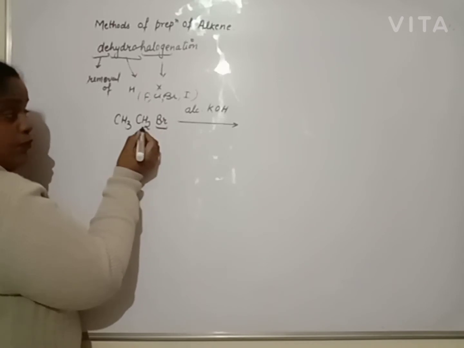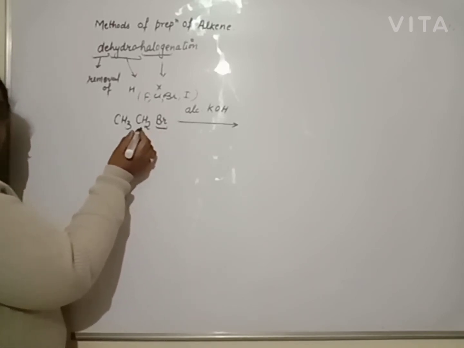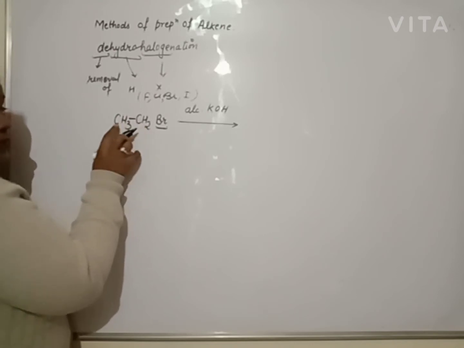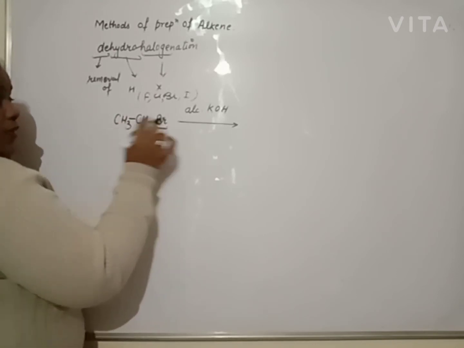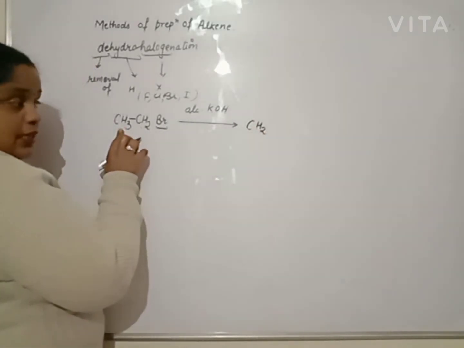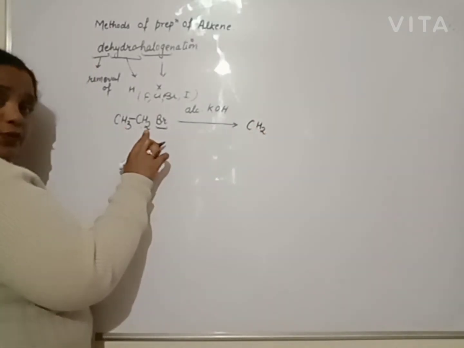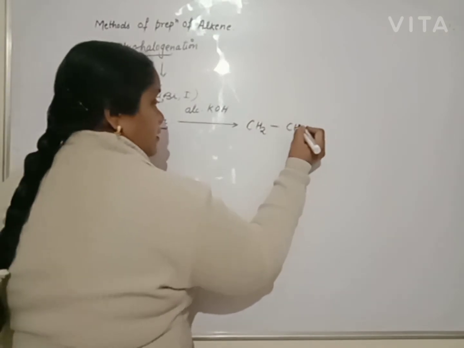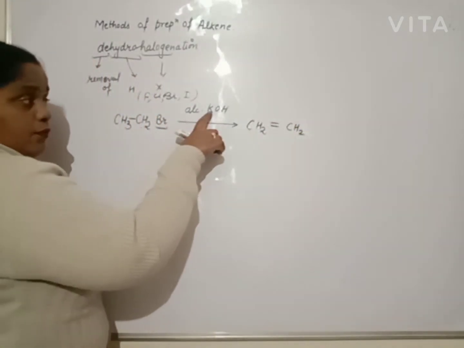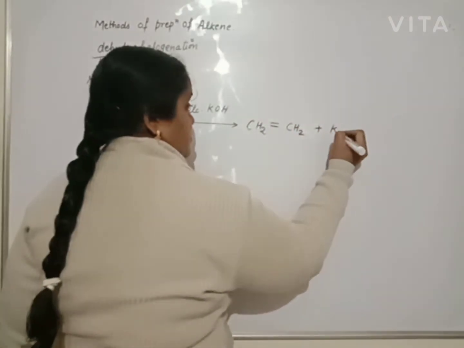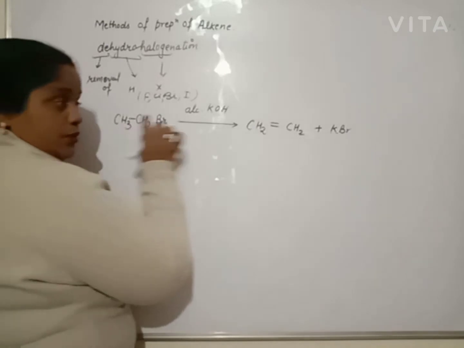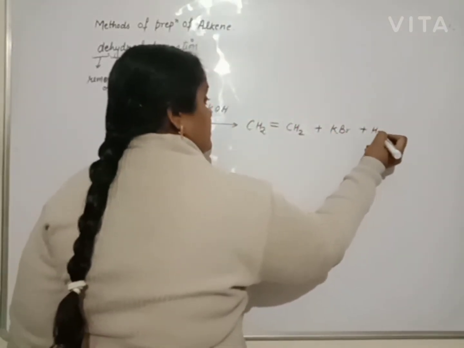Halogen is removed from this carbon and hydrogen is removed from the adjacent carbon. The adjacent carbon is this one. We will get only one alkene. Hydrogen from this carbon, halogen from this carbon. To complete the valency, a double bond must be applied. Br is removed with K. OH is removed with this hydrogen to give water.